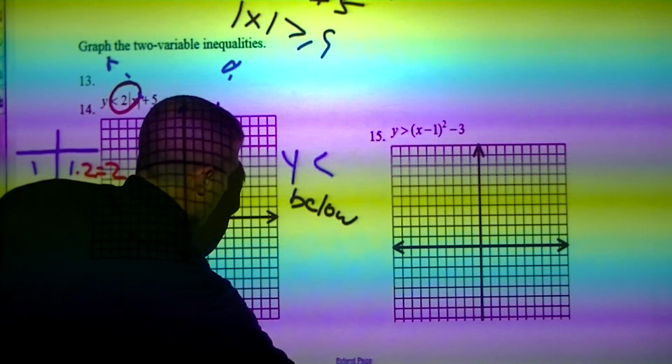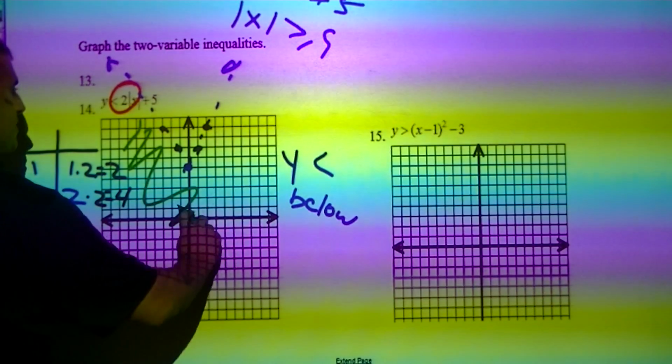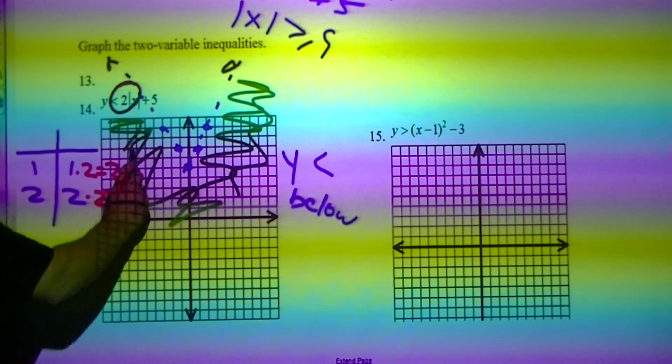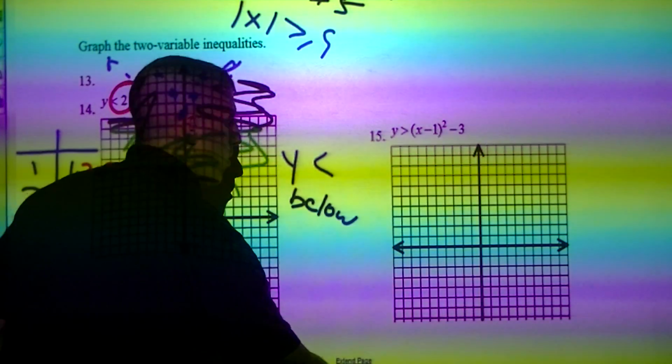Okay, so what I'm going to do is shade below this, which happens to be down in that region. Okay, and there's my answer. This one is a quadratic.